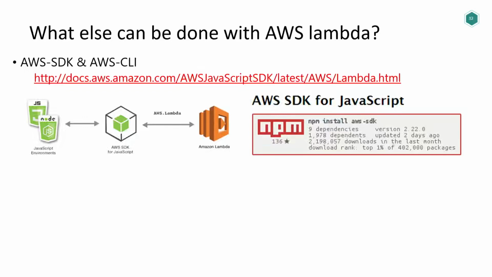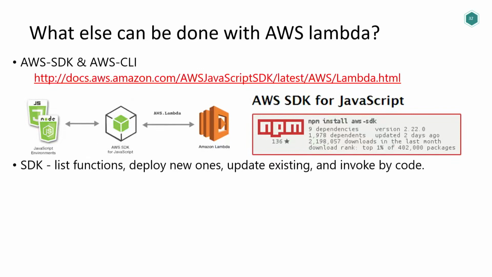This is nice, but it's not our goal. So back to documentation. Amazon is nice enough to offer some toolboxes for you. They offer you the SDK and the AWS CLI. CLI is less relevant here, but the SDK is very, very interesting. The SDK includes an API that allows you to list functions, to deploy new ones, update existing ones, and all of that is invoked by code.